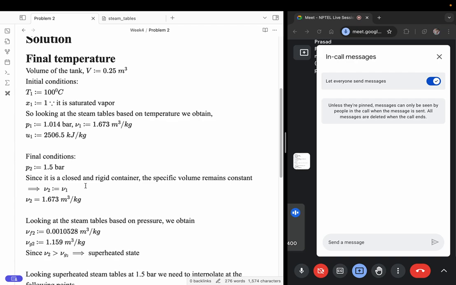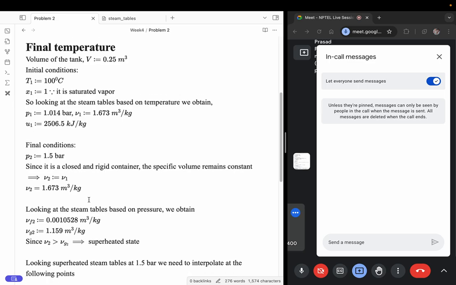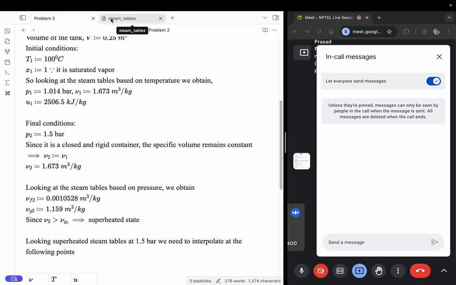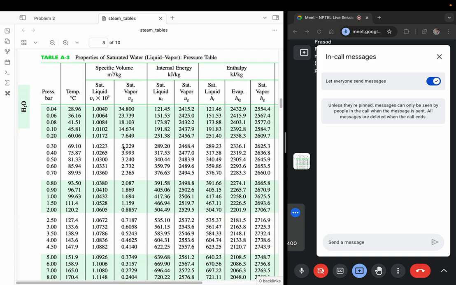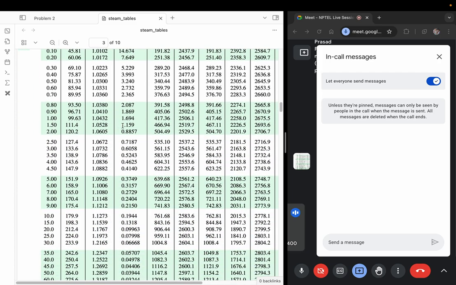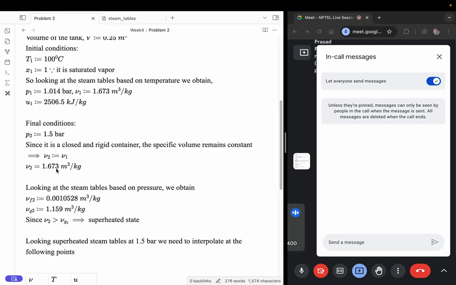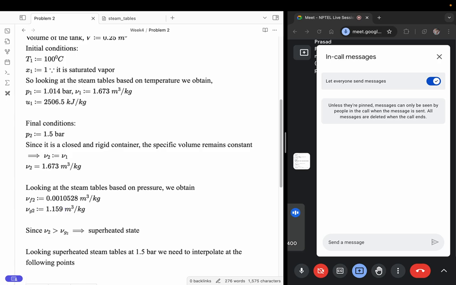Now at this particular pressure of 1.5 bar and specific volume of 1.673, if I look at the pressure table at 1.5 bar, my specific volume is 1.159, but the specific volume currently is 1.673, which means the specific volume of the current state is actually greater than the specific volume at the saturated state, which means I am actually in the superheated state. If you are not comfortable this way, you can also think of it like if you try to calculate the vapor fraction using this particular value of specific volume, then you would end up with a value greater than 1, which means you are again in a superheated state.